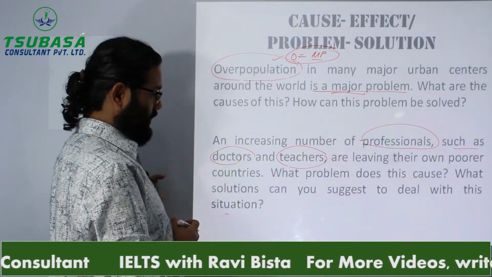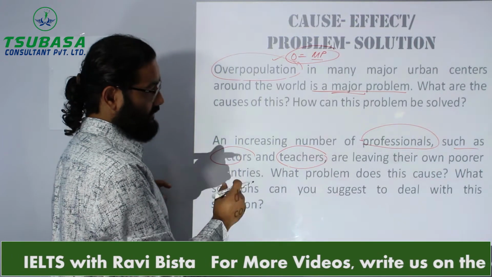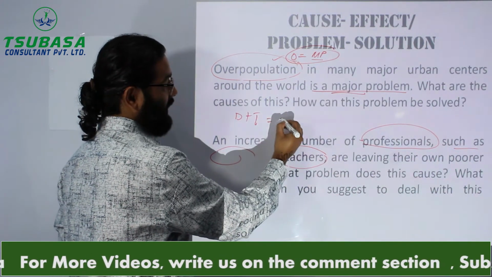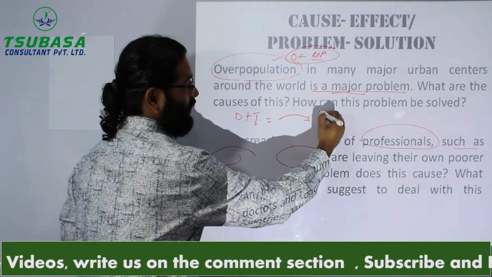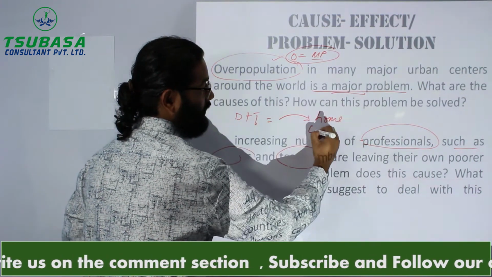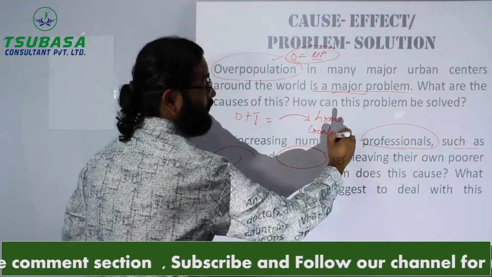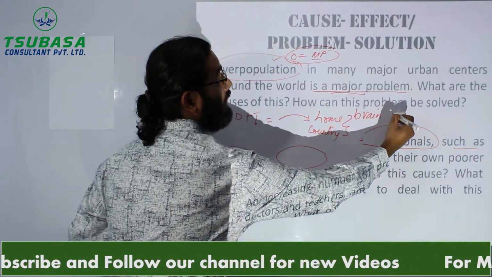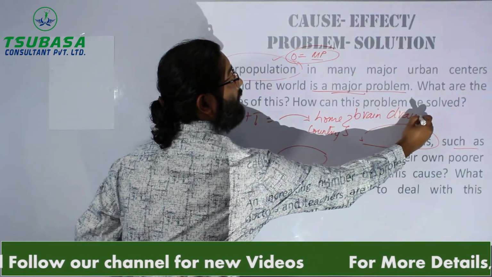So you have to understand. Are leaving their own poorer countries. So for example, doctors and teachers are leaving their home country. Such leaving, we even call it brain drain. All right.